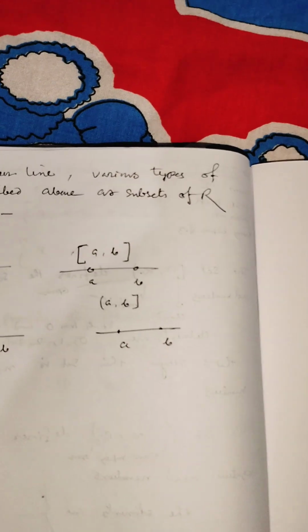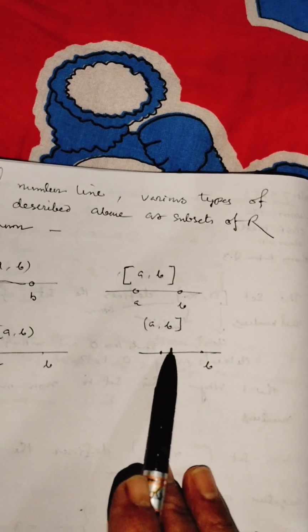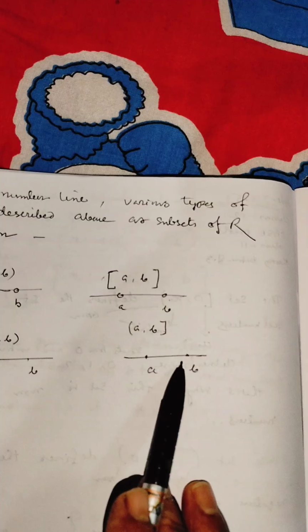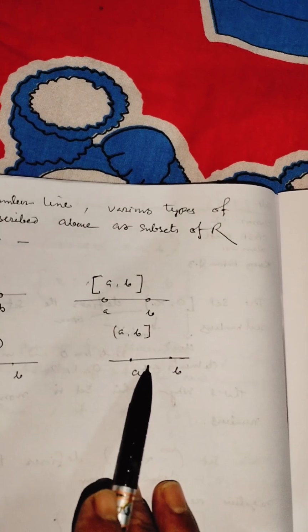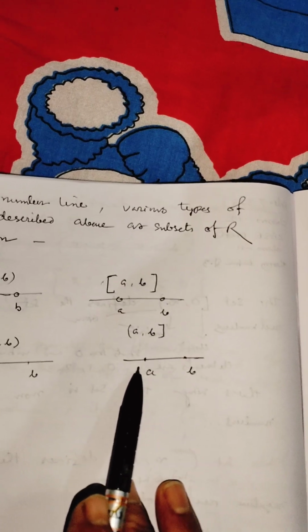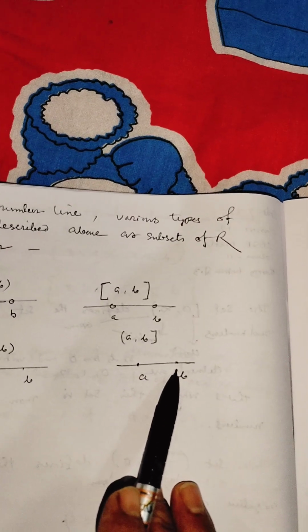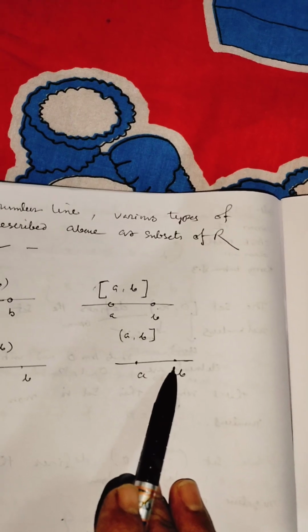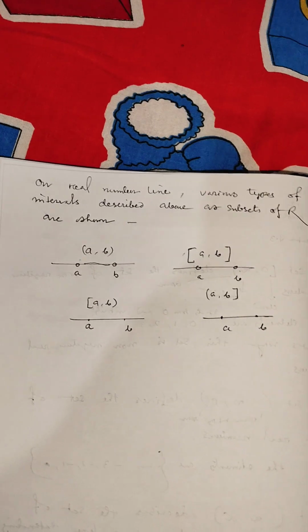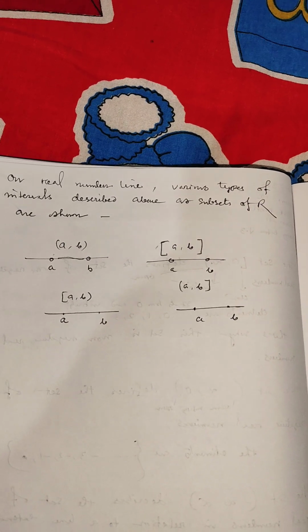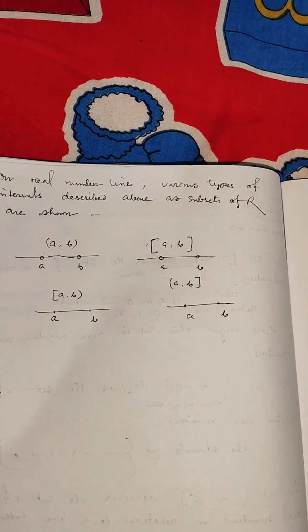And now next, it is open, so it does not start at A. It is closed, so it ends on B, the opposite of the previous form. Okay, now on the number line, you do not start from A, but it is closed on B and ends on B. There are four types of real number line intervals described above as subsets of R, as shown below. Understood, my students? Now next.